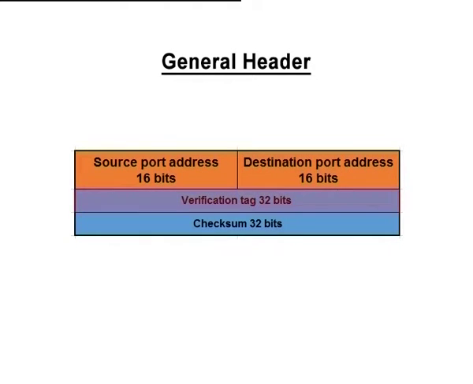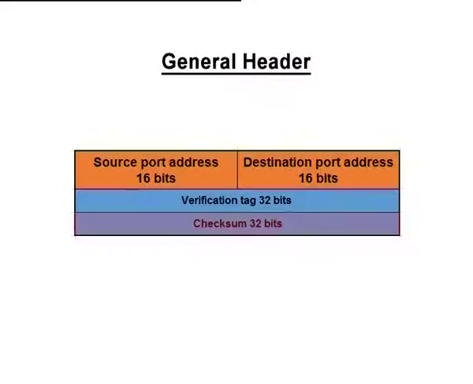Verification tag. This is a number that matches a packet to an association. This prevents a packet from a previous association from being mistaken as a packet in this association. It serves as an identifier for the association. It is repeated in every packet during the association. There is a separate verification tag used for each direction in the association.